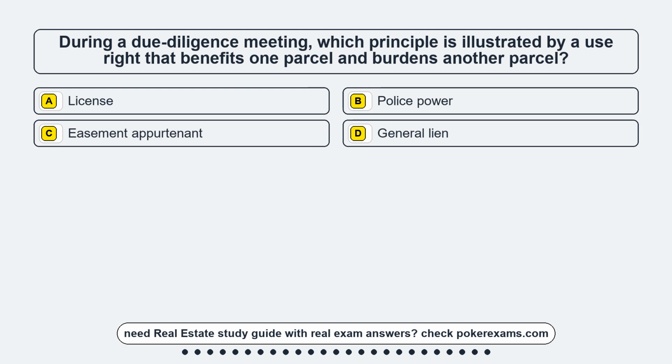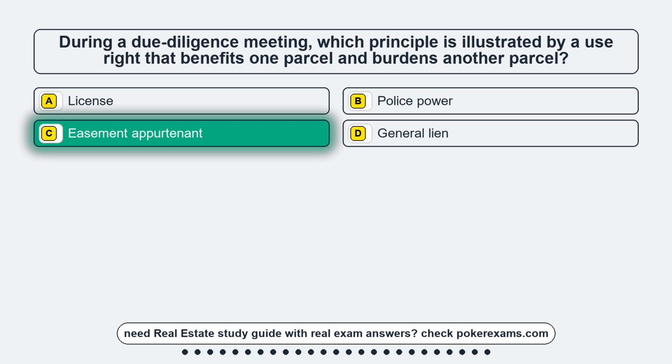Question 8. During a due diligence meeting, which principle is illustrated by a use right that benefits one parcel and burdens another parcel? Option A. License. Option B. Police power. Option C. Easement appurtenant. Option D. General lien. The correct answer is option C.